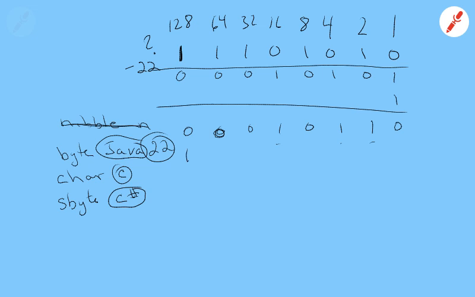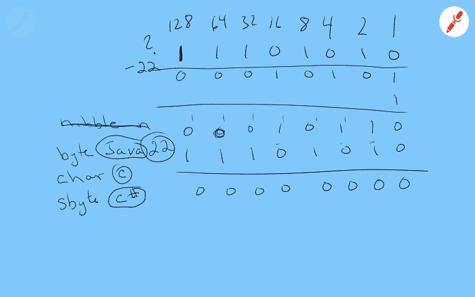And we could prove it. Let's add minus 22 to 22, and we should get 0. 0 plus 0 is 0, 1 plus 1 is 0, carry 1, 0, carry 1, 0, carry 1, 0, carry 1. And now this is the one that falls off on the floor because we don't have room for it. So 22 plus minus 22 in 8 bits of space is 0.